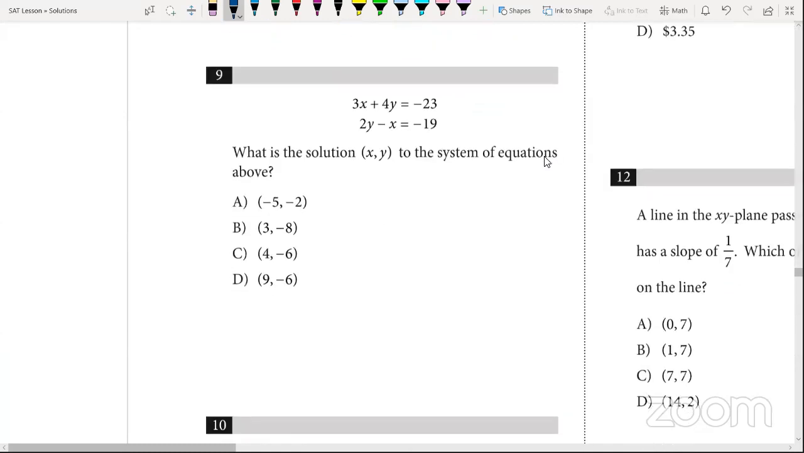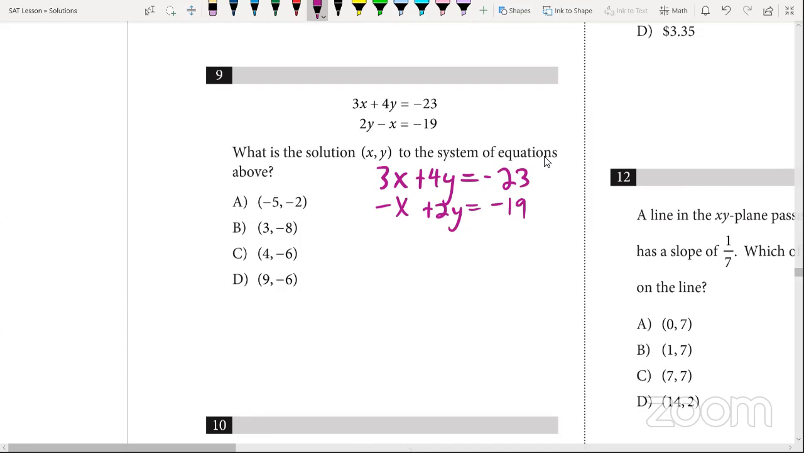Going over to number 9 now. What's the solution to the system? Just looking through, I'm looking for shortcuts, like maybe I might have had 3x and negative 3x, or 4y and negative 4y, something like that. And as we're doing that, we're noticing that the x's and y's are actually not lined up. So let's fix that. 3x plus 4y equals negative 23, and negative x plus 2y equals negative 19. Now we've got the x's lined up with the x's, the y's lined up with the y's.